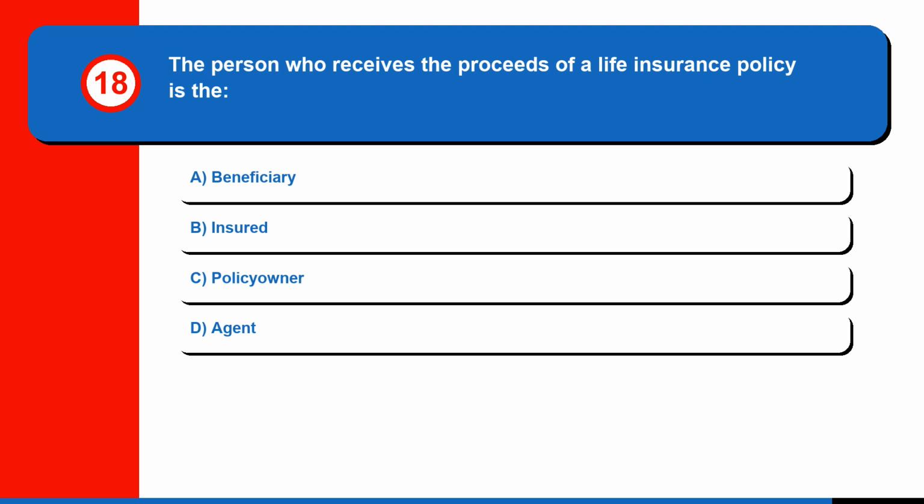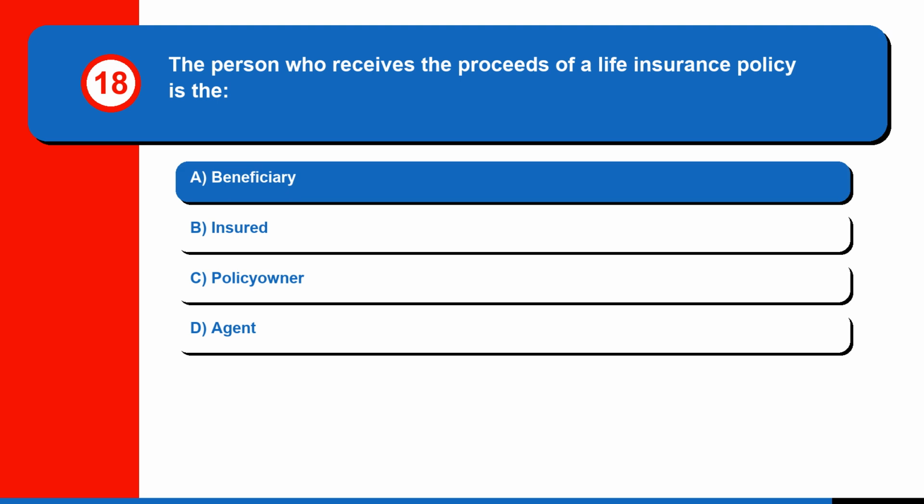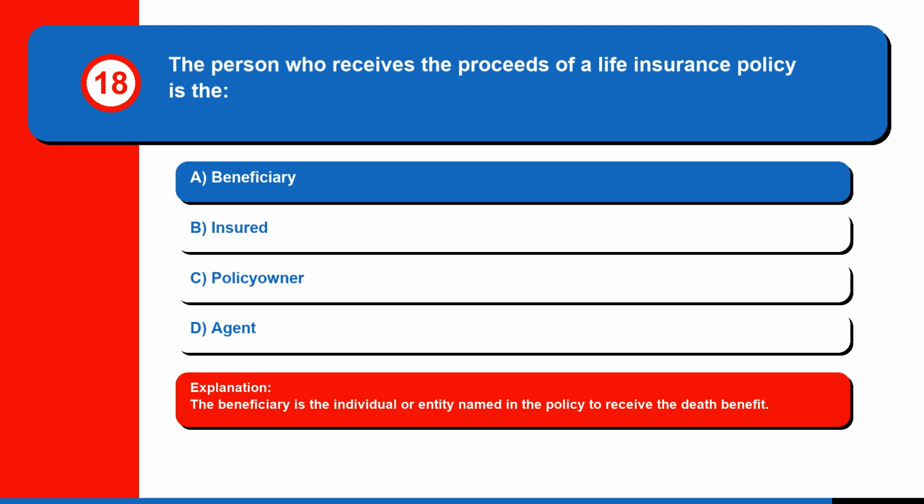Question 18. The person who receives the proceeds of a life insurance policy is the A. Beneficiary. B. Insured. C. Policy owner. Or D. Agent. The correct answer is A. Beneficiary. The beneficiary is the individual or entity named in the policy to receive the death benefit.